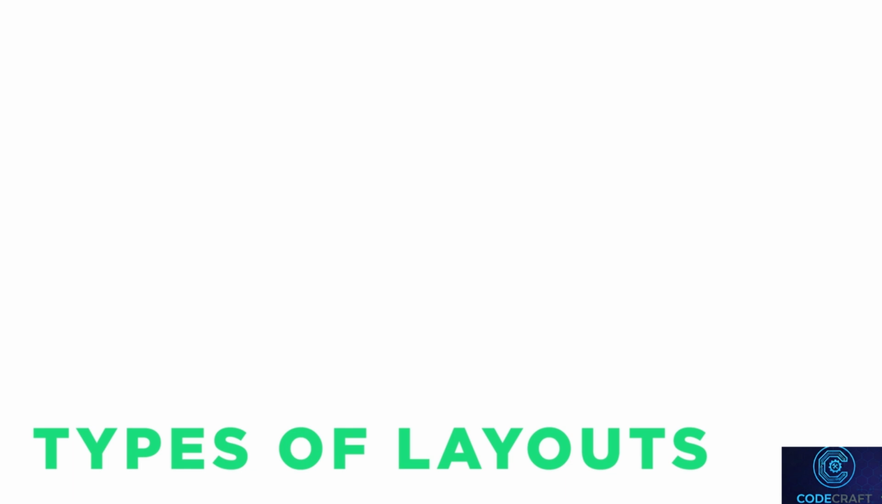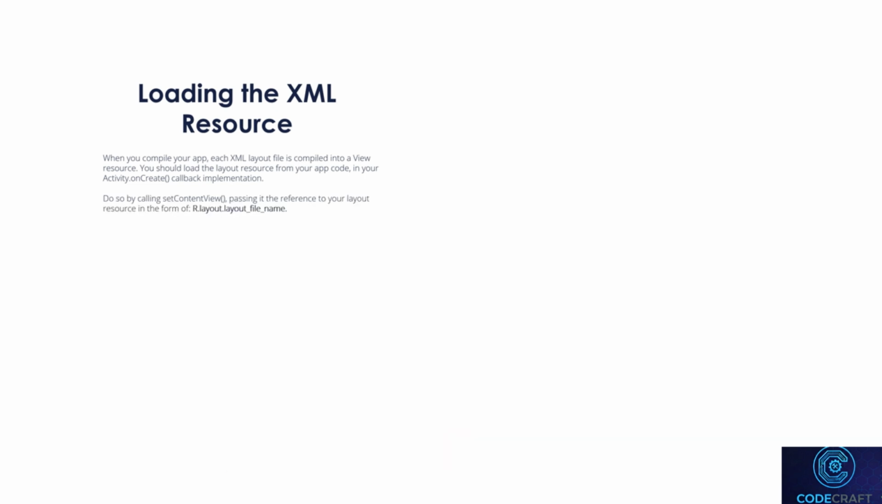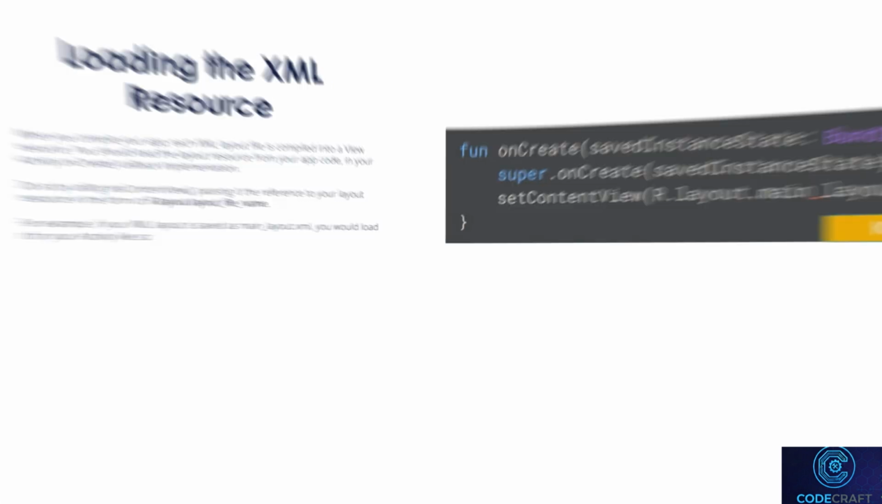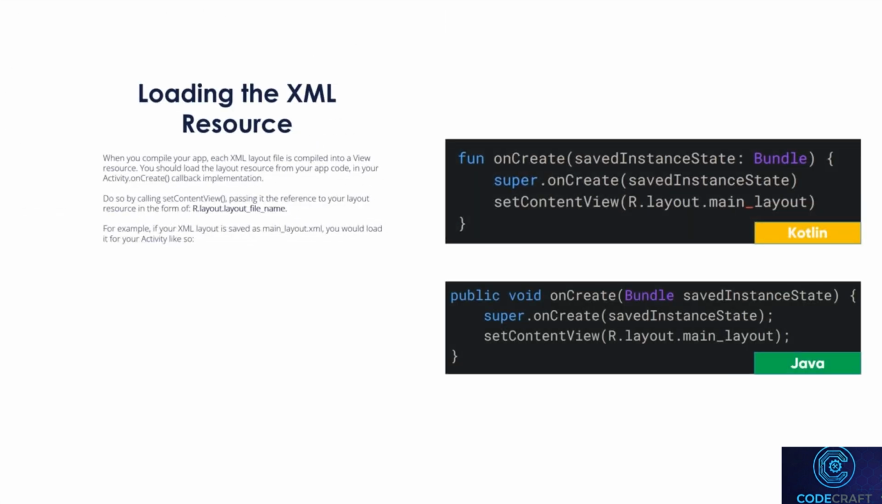In this video, we'll learn how to load the layout files and what the different types of layouts in Android are. When you compile your app, each XML layout file is compiled into a view resource. You should load the layout resource from your app code in your activity.onCreate callback implementation. For example, if we take this Java code, the onCreate method and the setContentView will load the layout resource.